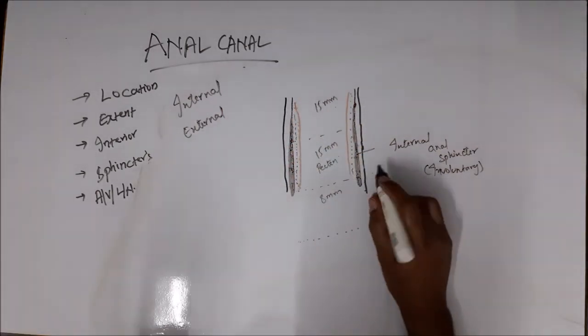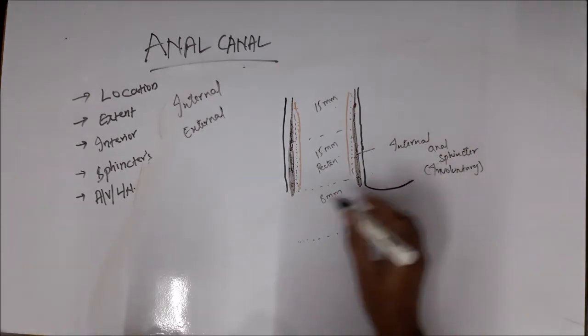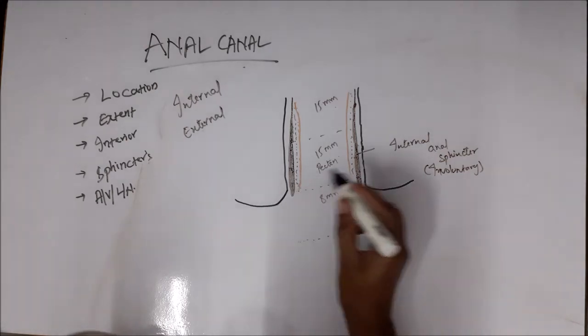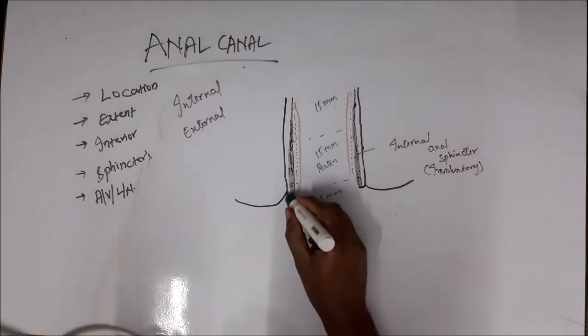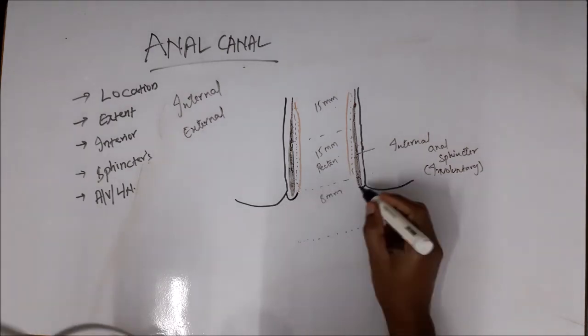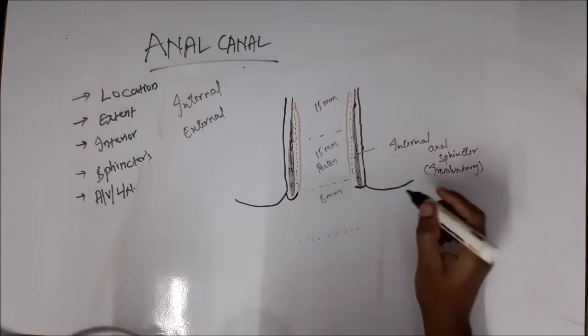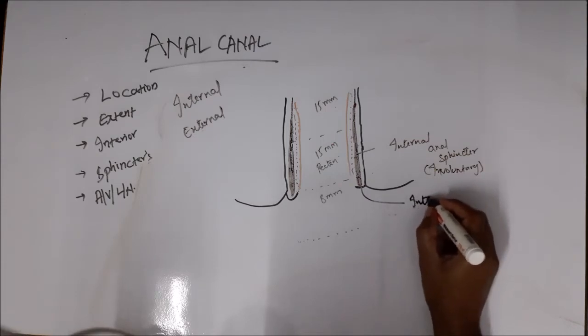From that, this conjoint longitudinal muscle will give some fibrous septations, going to the medial part and to the lateral part. The medial part is the intersphincteric groove.